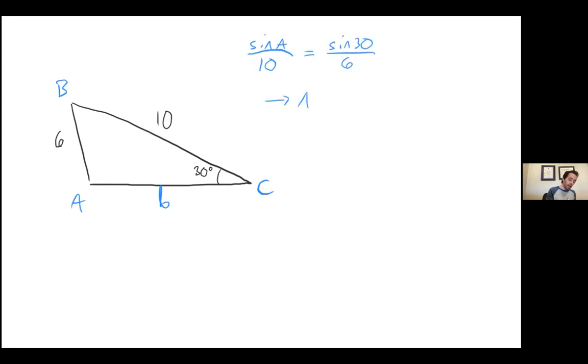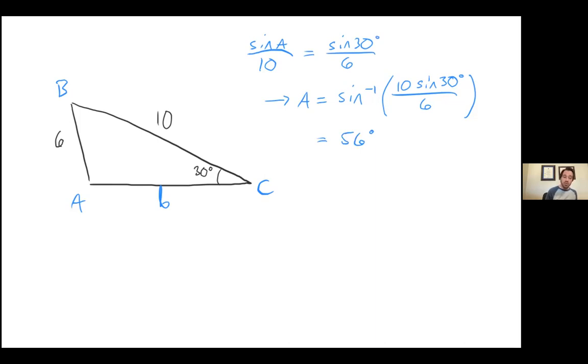Okay, so A will be equal to the inverse sine of 10 times sine 30 over 6. Yeah, I could reduce the fractions, but I'm about to throw everything in a calculator anyway, so why bother? Inverse sine of 10 sine 30 divided by 6 is 56.44 degrees. I'll just call it 56 degrees. Well, so far so good, right?